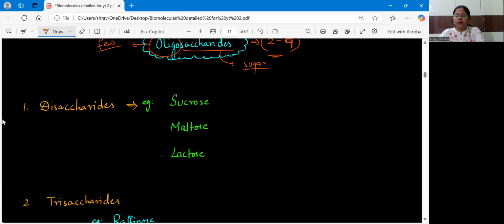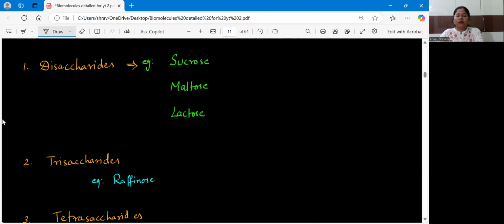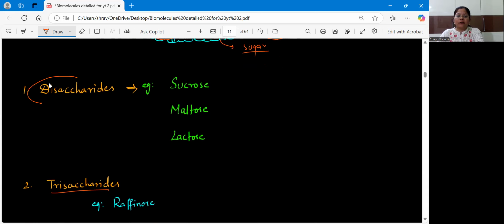And what are the different types of oligosaccharides? Based on the number of sugar units, we can have trisaccharides and tetrasaccharides. Please don't get confused between trioses and trisaccharides, what I have mentioned before. Now again, disaccharides is mentioned in your syllabus, so this we'll discuss. Coming to disaccharides, if there are two sugar units which are bonded by a glycosidic bond, then such sugars we call disaccharides. Example, sucrose, maltose, and lactose.